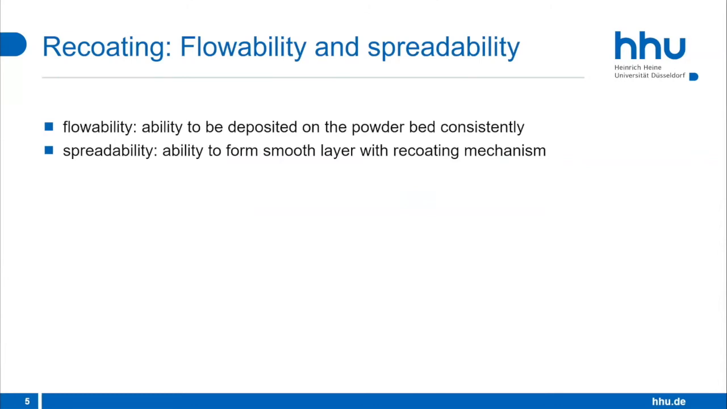Another very important property for the recoating is, of course, the flowability and the spreadability. This has been discussed before. And it would be quite simple to get a well-flowing powder. So what we want is a monomodal particle size distribution, spherical and rather large particle sizes because it just flows better. One issue that we have is that if we take larger particles, the packing density will be reduced.